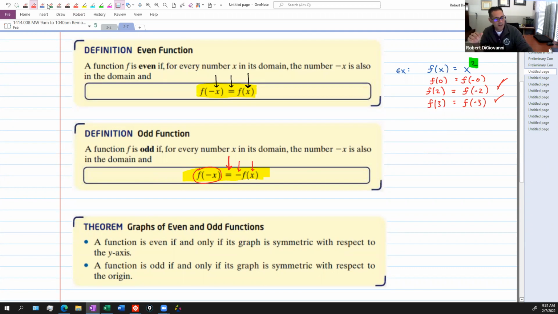Let me give you an example of this one. A generic example would be x cubed. So let's check to see what happens. If I plug in 3, what happens? Is it equal to plugging in -3? Is that the same? What do you get when you plug in 3?